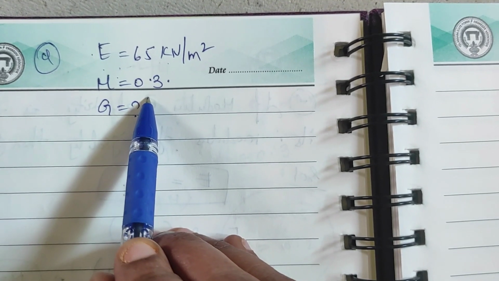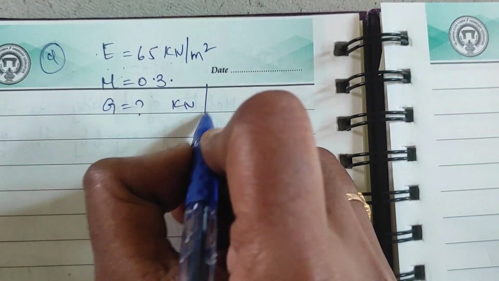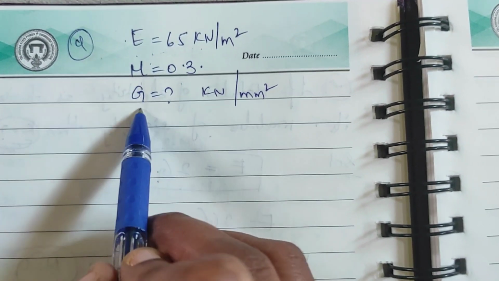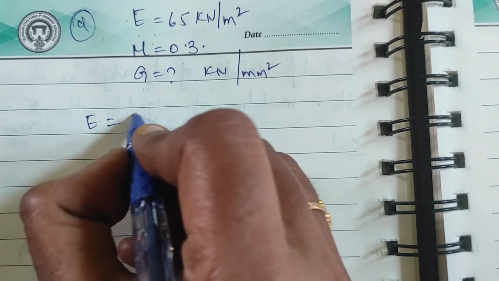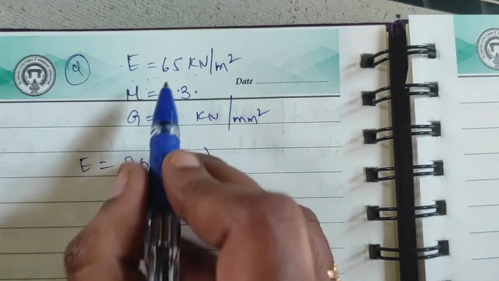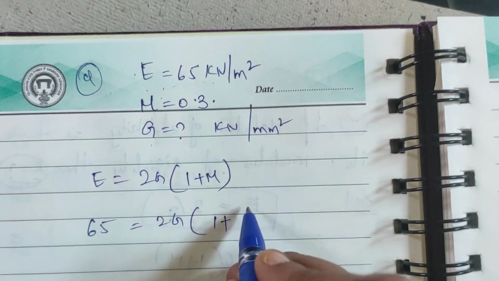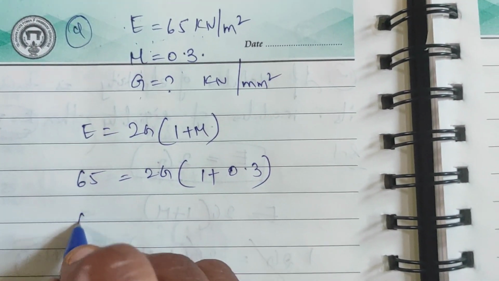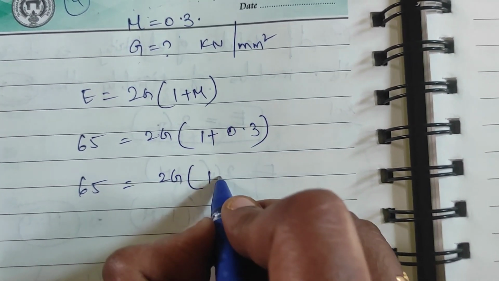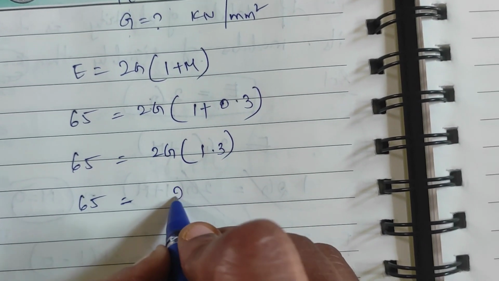is equal to 0.3 respectively. Then the modulus of rigidity in kilonewton per mm square is. So what is the formula related to E, mu and G? E is equal to 2G into 1 plus mu only. Next, E is given as 65 here. 65 is equal to 2G into 1 plus mu, where mu is 0.3. So 65 is equal to 2G into 1 plus 0.3, which is 1.3. Understand? So 65 is equal to 1.3 into 2, which is 2.6 G.